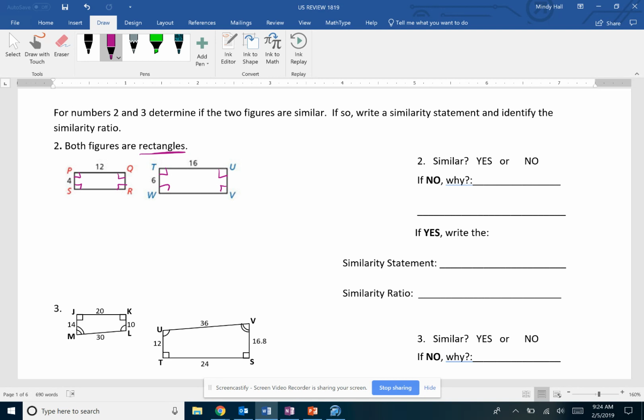So then to set up the proportion, you'd have 4 over 6 equals 12 over 16. And really, if you just wanted to simplify those fractions, you could, because that would be 2/3 equals, and then you divide both of these by 4, and that is 3 over 4. So notice those are not the same number, so they are not equal. So these are not similar. And they're not similar because sides are not proportional.